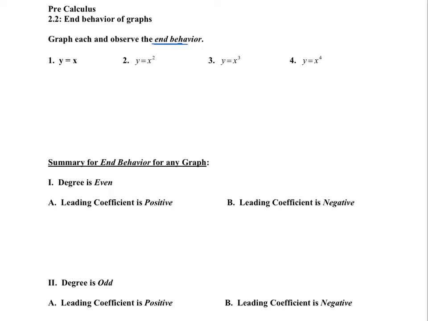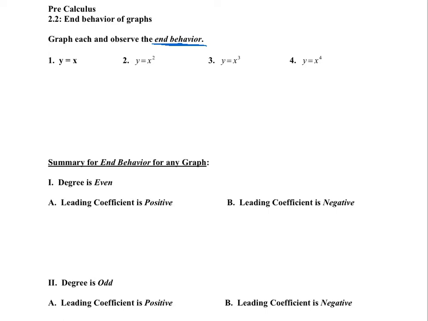What I mean by end behavior is what happens to the graph when you go to the left forever, and what happens to the graph when you go to the right forever. Does the graph go down or does it go up? Okay, pretty simple here. Now you really should know 1, 2, and 3. Those are basic shapes we work with.